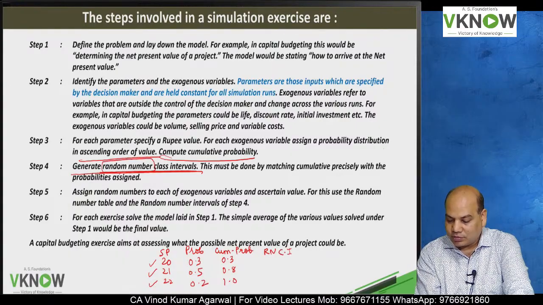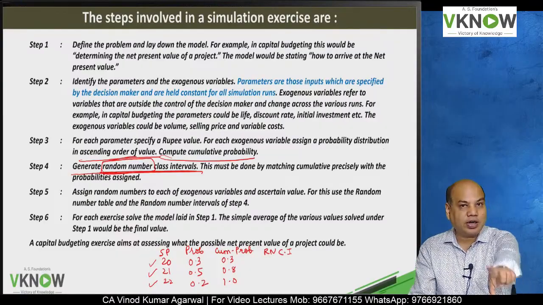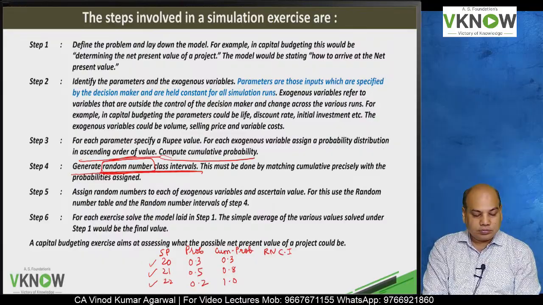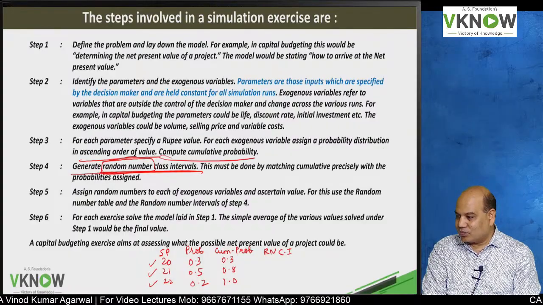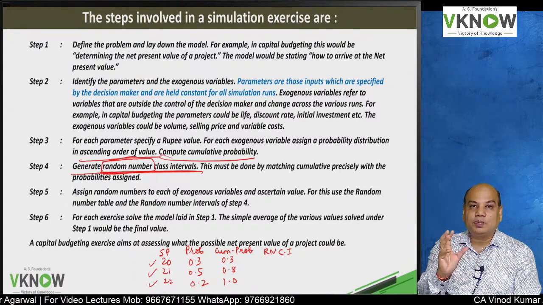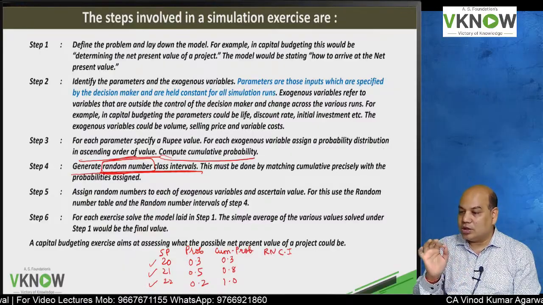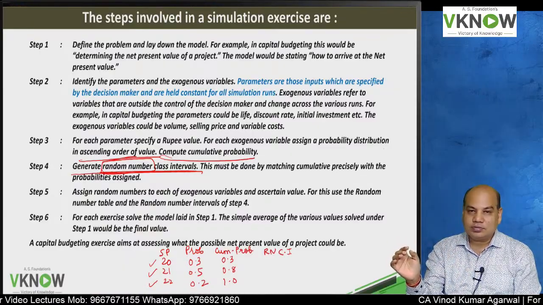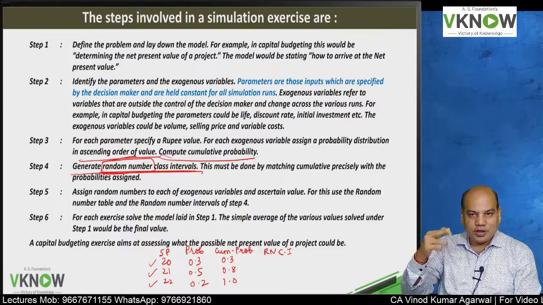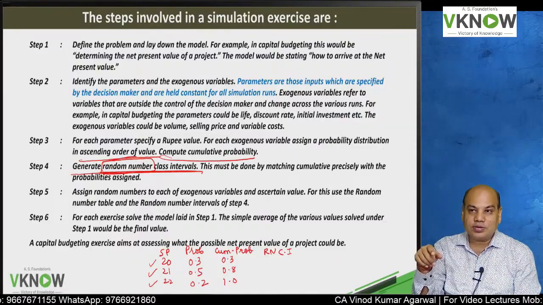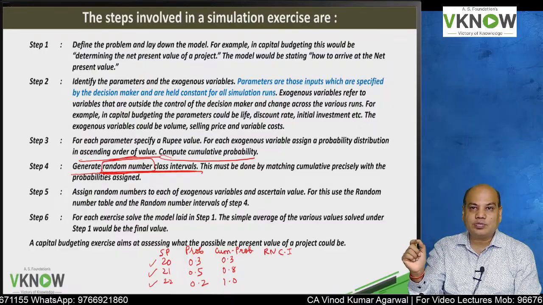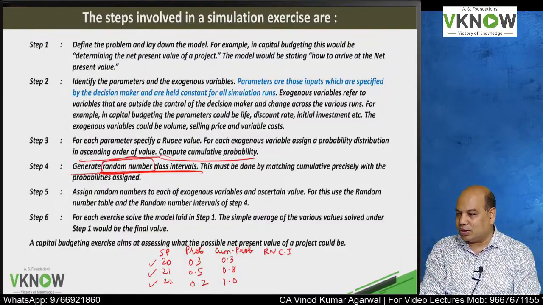What is a random number? Have you heard of random numbers in your lifetime? Random number means any number has equal probability of selection. If there are 100 numbers, every number has equal probability of selection, that is 1 by 100. If there are 1000 numbers, every number has equal probability of selection, 1 by 1000. Is it right?